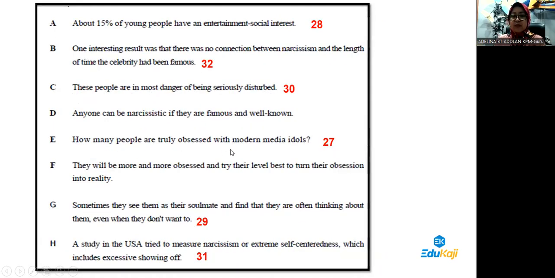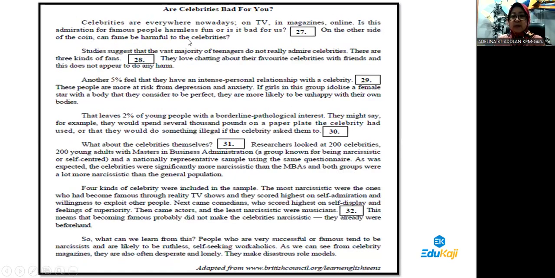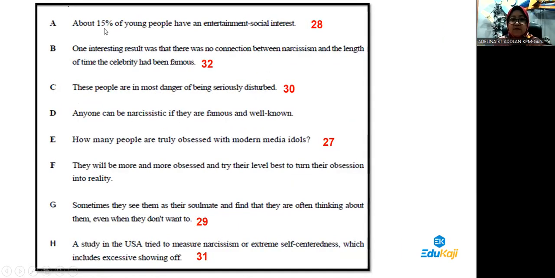How many people are truly obsessed with modern media idols? Because why? This particular paragraph is talking only about celebrities. Therefore, idols are also one of them. Then again, celebrities. And it is a consistency of question. So most people, then on the other side, can become celebrities. It is emphasizing the main idea of the text. Okay. 28, the answer is 15% of young people have an entertaining social interest.